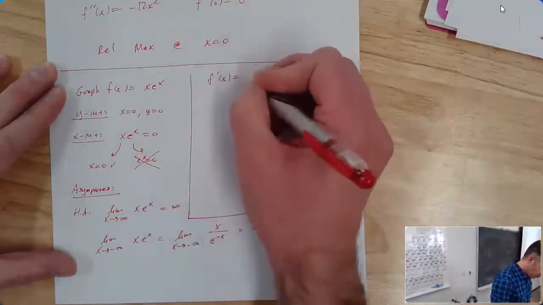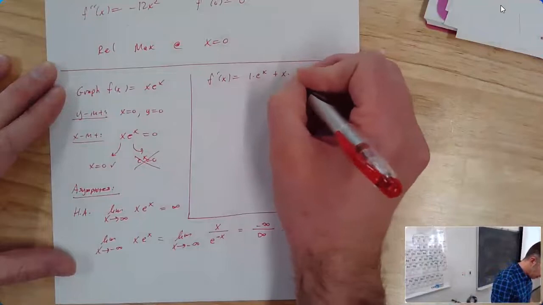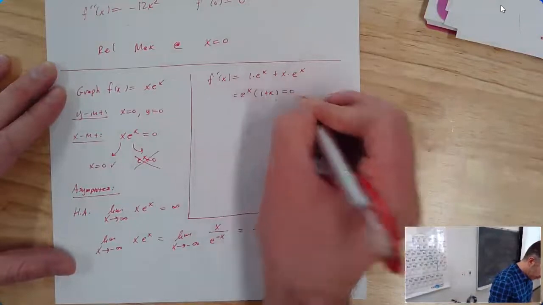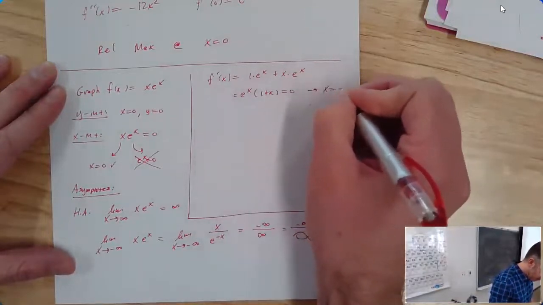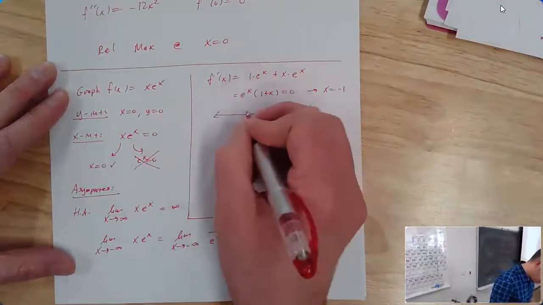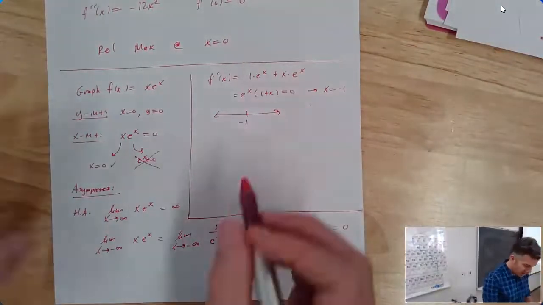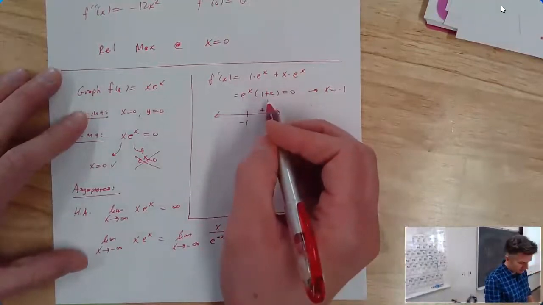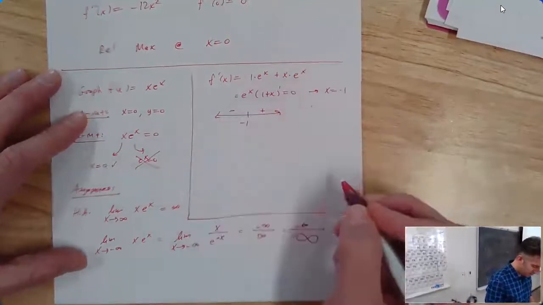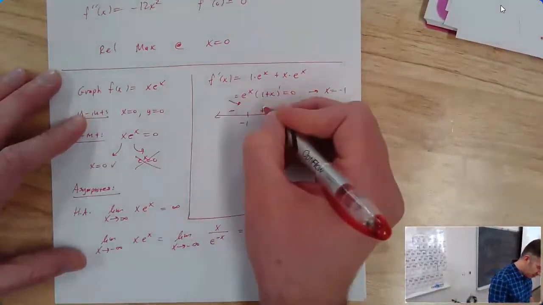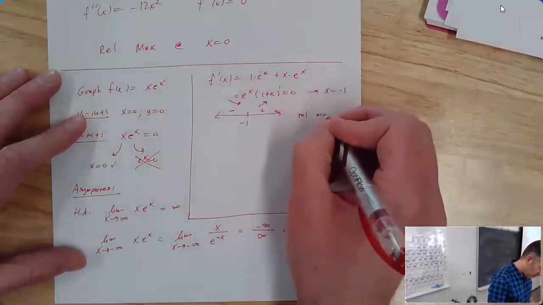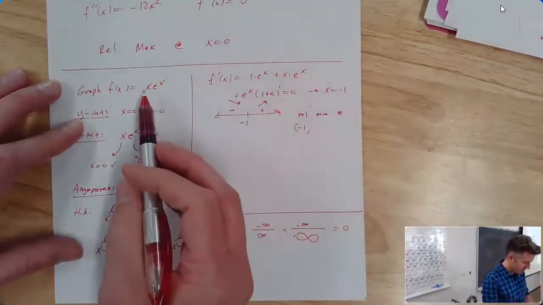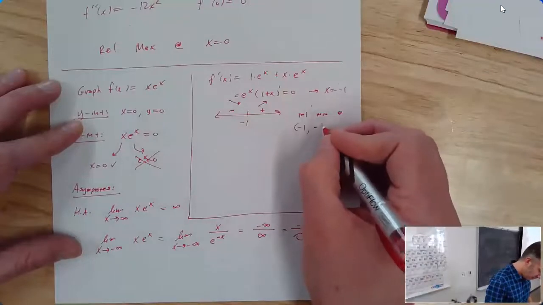F prime of x is going to be 1 times e to the x plus x times e to the x. I'm going to factor, set that equal to 0, and get x equal to -1. I'm going to use the first derivative test because it's the best test in my opinion. If I pick a number bigger than -1, like 0, it's positive, positive. Picking a number less than -1, I can see the sign is going to change. So it's decreasing, increasing. I have a relative minimum at x equal to -1, and y is, if I plug in -1, -1 times e to the -1, or -1 over e.